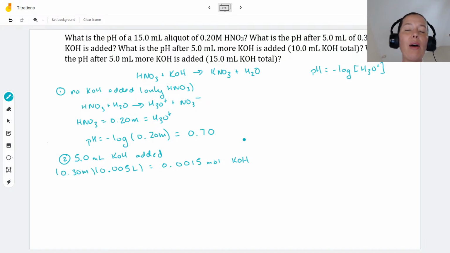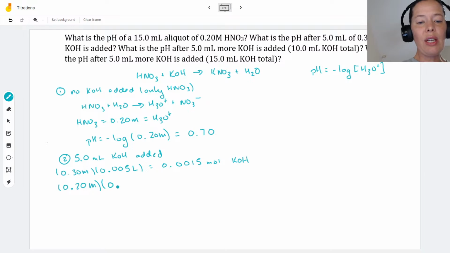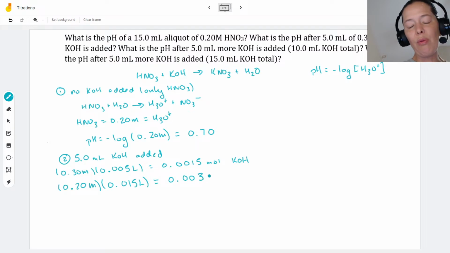Let's calculate how many moles of nitric acid we have in the sample, and that goes back to the aliquot, again, the sample. So we started with 15 milliliters, and the concentration is 0.2. So we just do the same kind of calculation. We take our concentration times our volume, again, converting our volume into liters. And we have 0.003 moles of nitric acid.